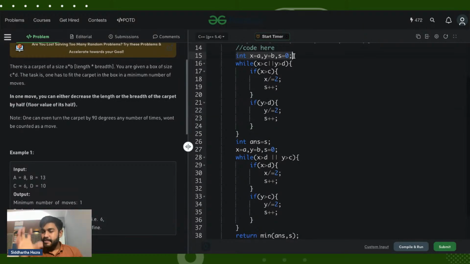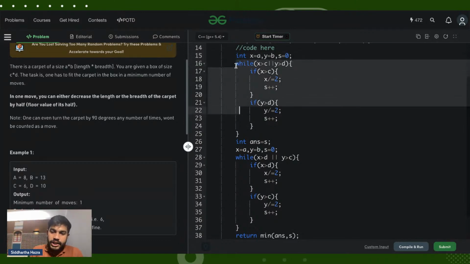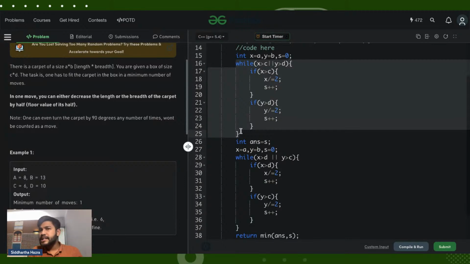So we made a temporary variable so that we save it and we do not disturb the original values. And then we did the calculation that if the length is more, divide the length by 2. If the breadth is more, divide the breadth by 2. We keep dividing it until both of them are less. That means we can just fit the carpet inside the box.